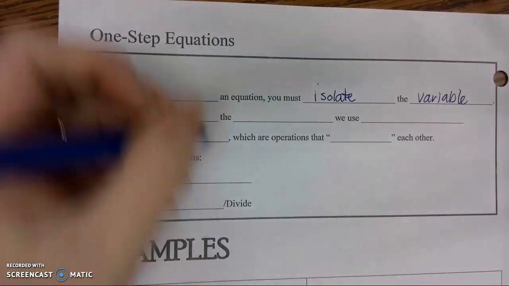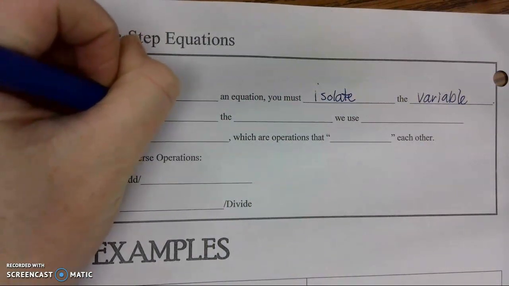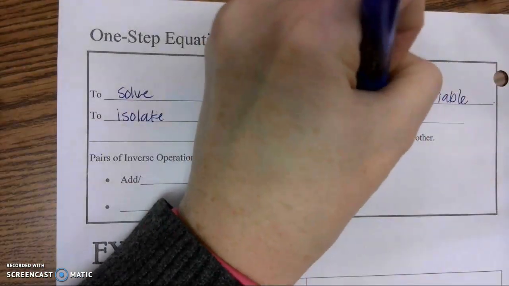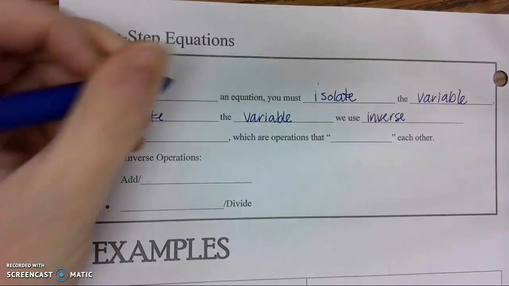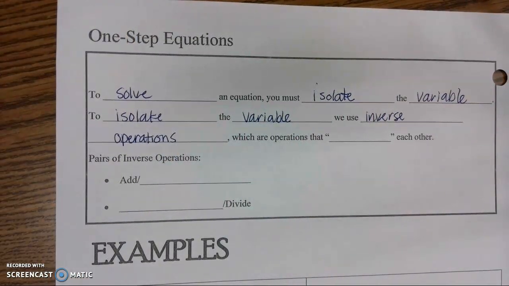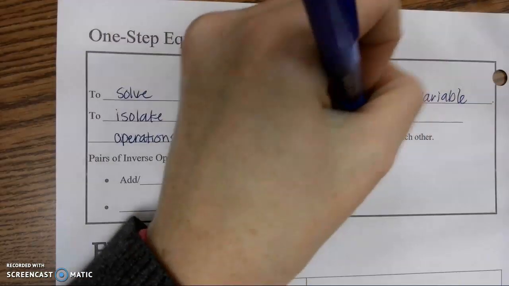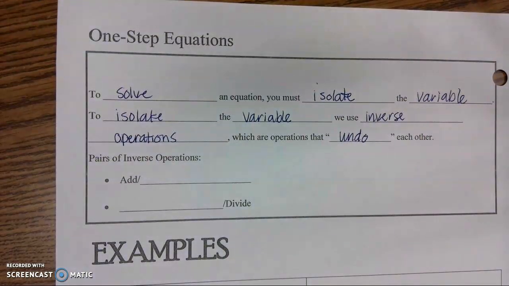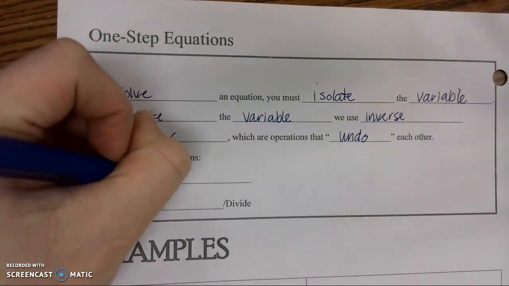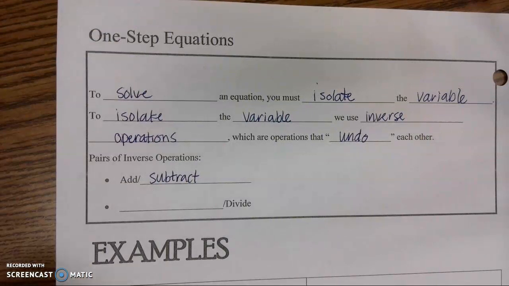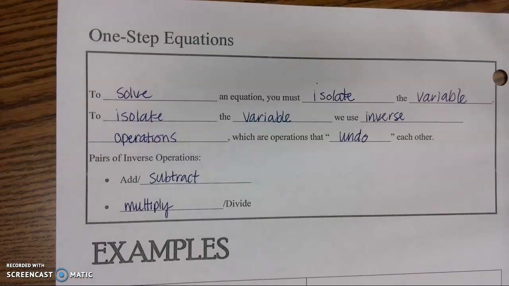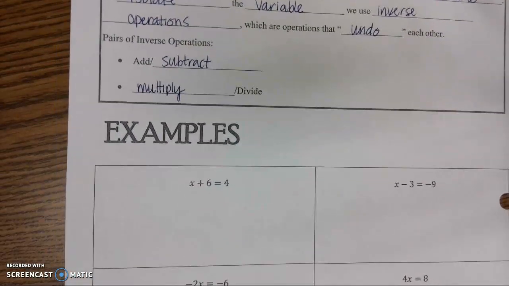In order to isolate the variable, we use inverse operations. So inverse operations are operations that undo each other. So think opposite. So pairs of inverse operations, we have add and subtract, and then we have multiply and divide. So let's look at some examples here.